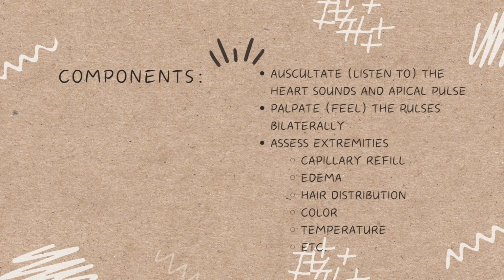These are the components when doing the cardiac portion of a head-to-toe assessment. First, auscultate or listen to the heart sounds and the apical pulse. Palpate and feel the pulses bilaterally down the body, and then you want to assess the extremities for capillary refill, edema, hair distribution, color, temperature, etc.